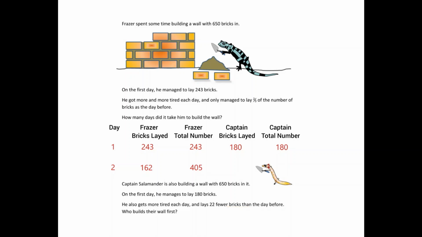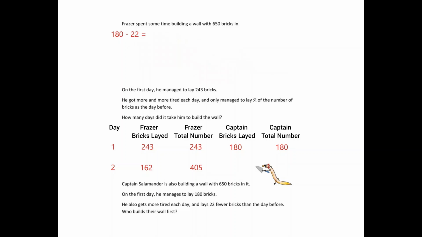So it says, he also gets more tired each day and lays 22 fewer bricks than the day before. So we know that on the second day, he's going to lay 22 fewer bricks than he did on day one, which was 180. That's just basic subtraction. You take 180 and subtract 22, and you get 158 for day two. For the total number, we take the 180 from day one and add it to the 158 for day two. So for the first 2 days, the total number he's put down is 338 bricks. That's the first 2 days example that I'm going to do here for you.